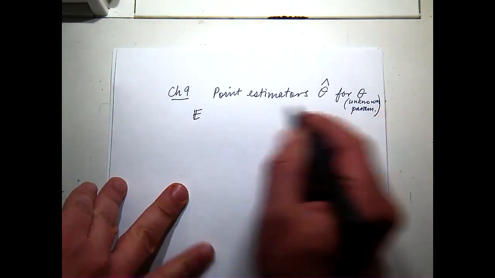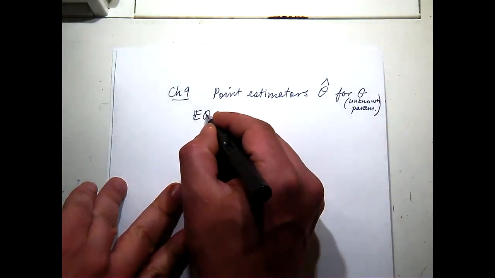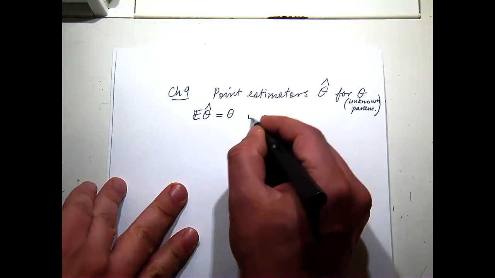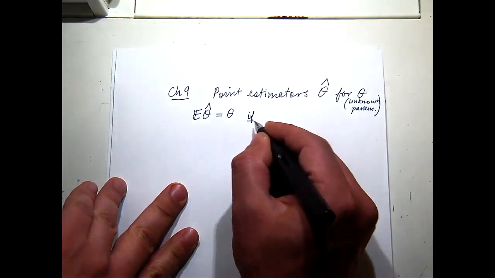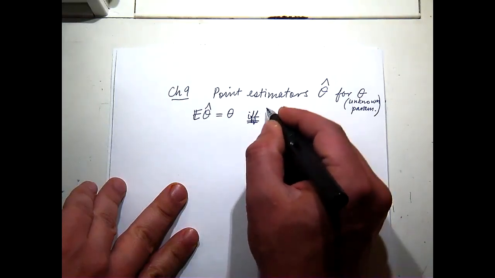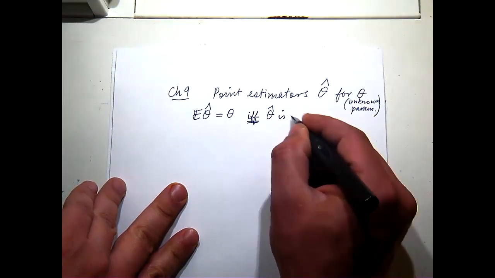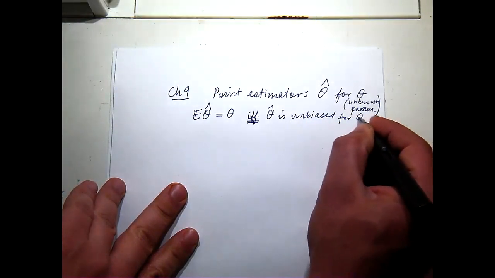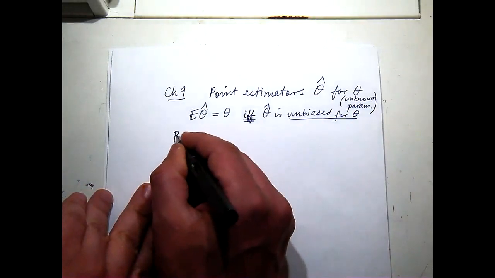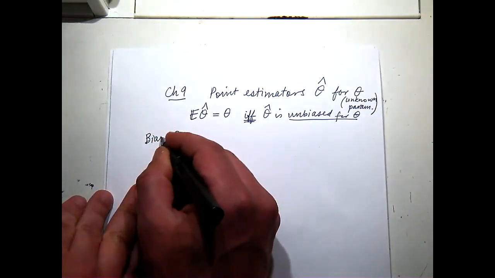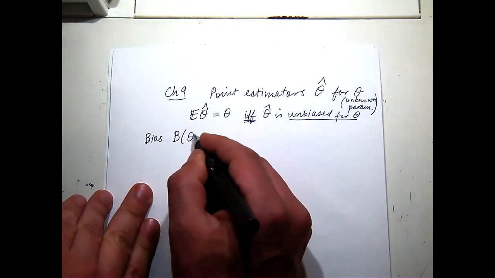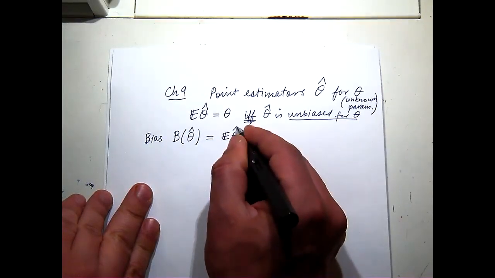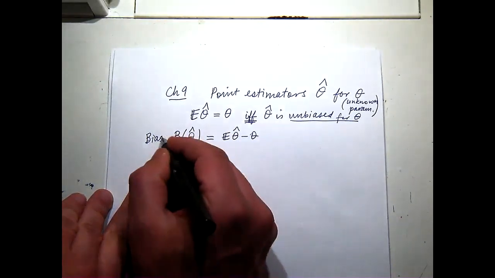And we already know some things, which is that, well, the expected value of theta hat is equal to the underlying parameter if and only if theta hat is unbiased for theta. That's the definition. And a more general formula, the bias could be 0 if it's unbiased, or non-zero, it's just the expected value of theta hat minus theta. This is a review from a week ago or so.